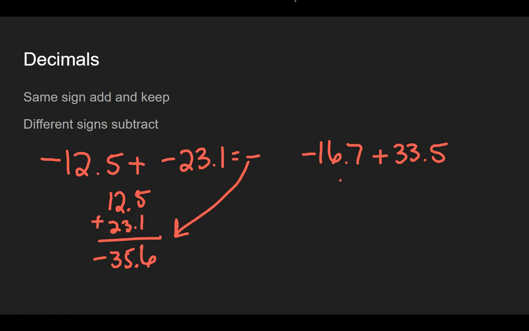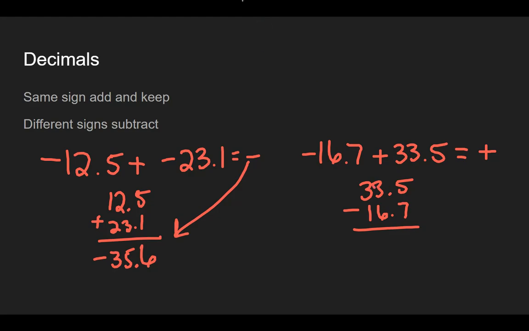And then finally here we have two decimals with different signs. Looking at these two, can you determine if it's going to be positive or negative? Yeah, it's going to be positive because we have 33.5 positives and only 16.7 negative. So our answer will be positive. And we have different signs, so we're going to subtract here. 33.5 minus 16.7. Even with something like this, if you're struggling a little bit, feel free to use a calculator.